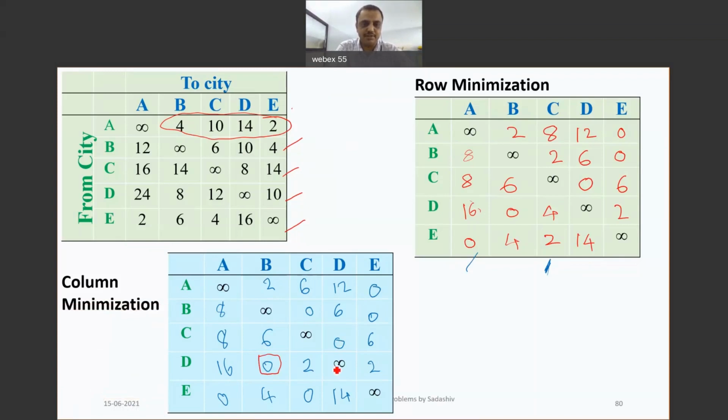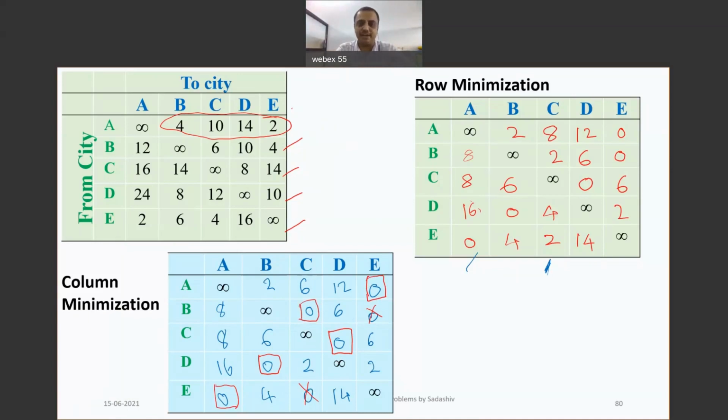Next, if you assign this one, then we can assign this also. It will be cancelled, so in that case we can assign here. Okay, it will be cancelled, and next we can assign here. This is the way we have solved the assignment problem.